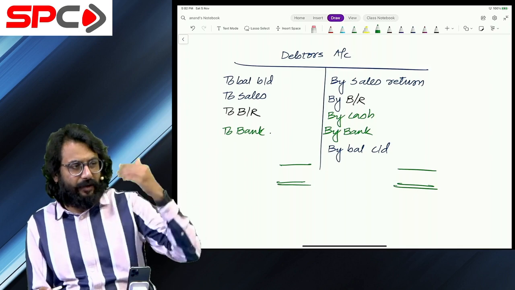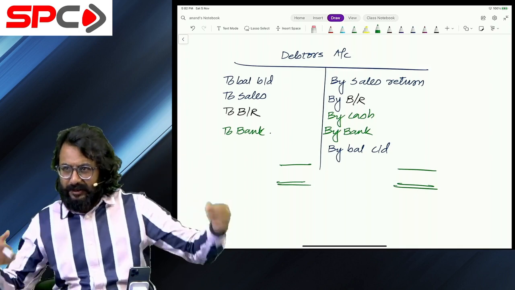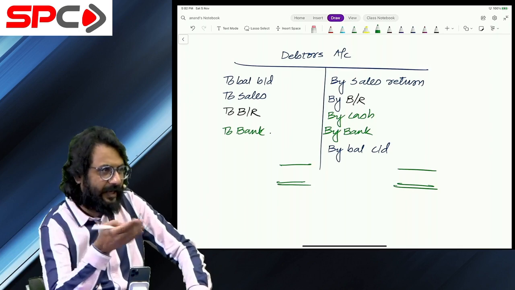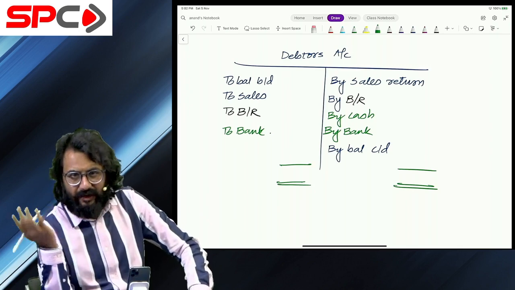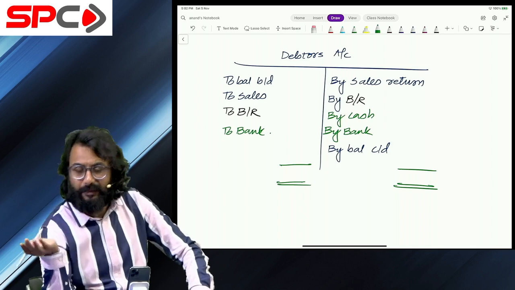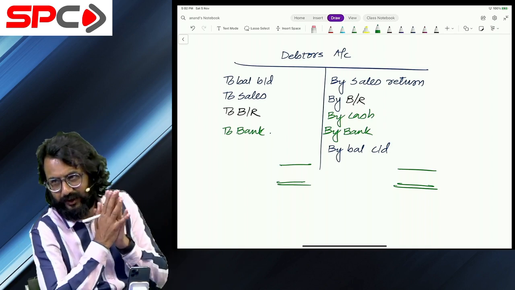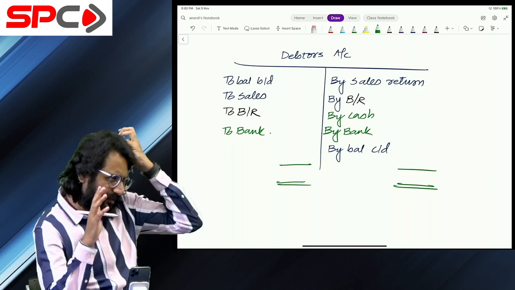So in the debtors, I have got a debit balance, opening balance debit side, closing balance credit side. When I sell the goods, debit side, sales return credit side, cash received credit side, check received credit side, BR received credit side, BR dishonored debit side, check dishonored debit side. Do you all appreciate this? So I think it was very, very simple.